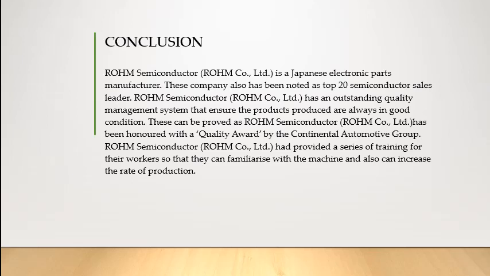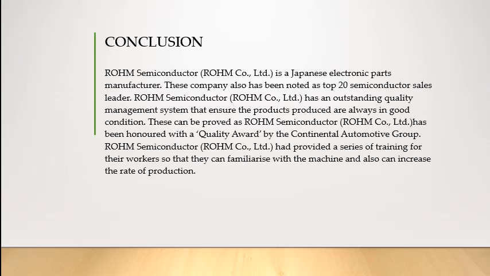Based on the findings of this report, ROM Semiconductor Company has an outstanding quality management system. This system ensures the products produced are always in good condition. This can be proved as ROM Semiconductor has been honored with a quality award by the Continental Automotive Group at the occasion of the group's annual International Purchasing Manager meeting in Frankfurt. This special award is presented in alternate years to suppliers from the electronic and mechanical engineering sector in recognition of outstanding performance in quality improvement.